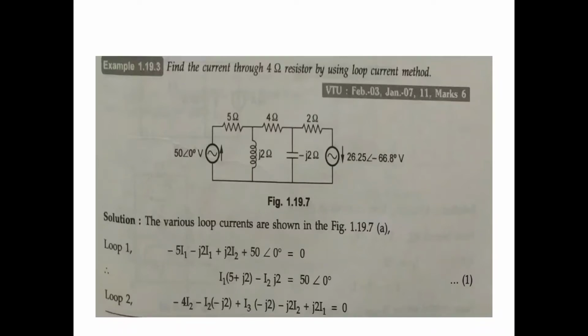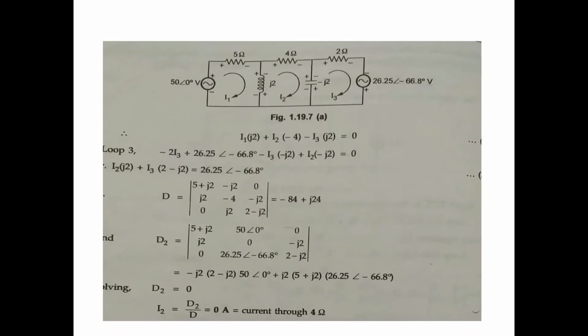Loop 2: 4I2 minus j2, as it is, plus I3 minus j2. Here the I2 and I3 currents are in both the loops because of minus j2, considered for both the loop currents I2 and I3. That's why I2 j2, I3 j2, minus j2I2 plus j2I1. This is the I2 and I1 current with j2 in between. After the simplification, just write down the determinant D: 5 j2, minus j2 0, j2 minus 4 minus j2, 0 j2 2 minus j2. Simplification gives minus 84 j24.